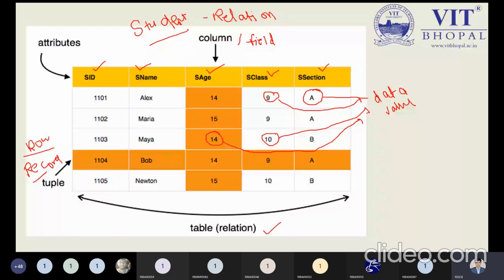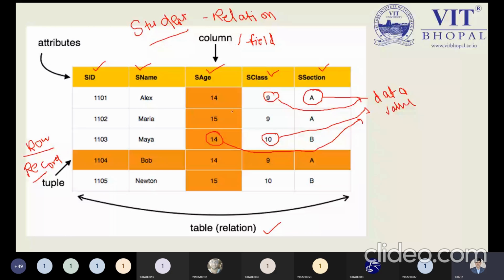And this S is a column, so it contains the entire set of values. So we have the 14, 15, 14, 15, 14, 15. What are these? These are the data values. So while inserting anything into the table, we will use the data, and the data is contained by its own column name.